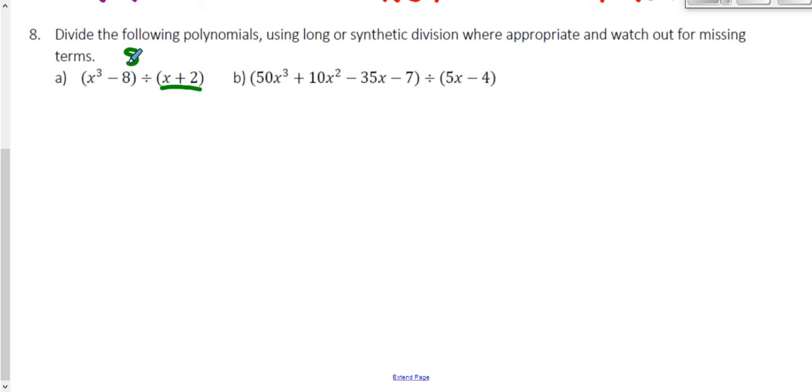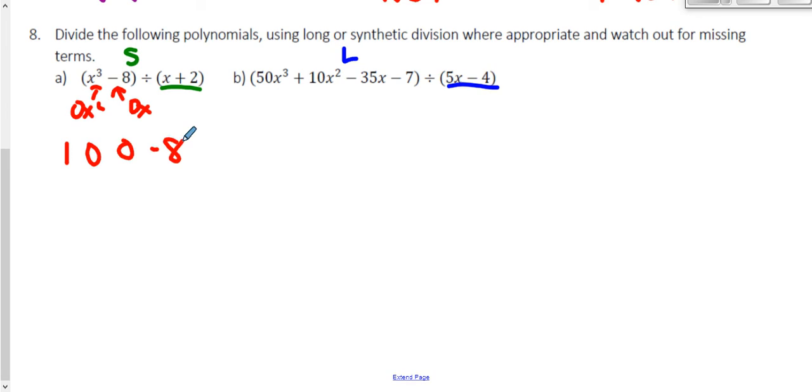When I get to example B, I'm dividing by this, which has 5x minus 4, and the 5 in front of the x eliminates synthetic division from my list of options. I can only use long division to solve this problem. So let's go ahead and take a look at synthetic division for example A. I'm going to set up my problem with coefficients with placeholders for any missing terms. So it starts with a third power. I don't have any second power, so 0x squared, and I don't have any x's either, so 0x. That makes my coefficients 1 for the x cubed, 0 for the squared, 0 for the x, and negative 8 for my constant at the end.